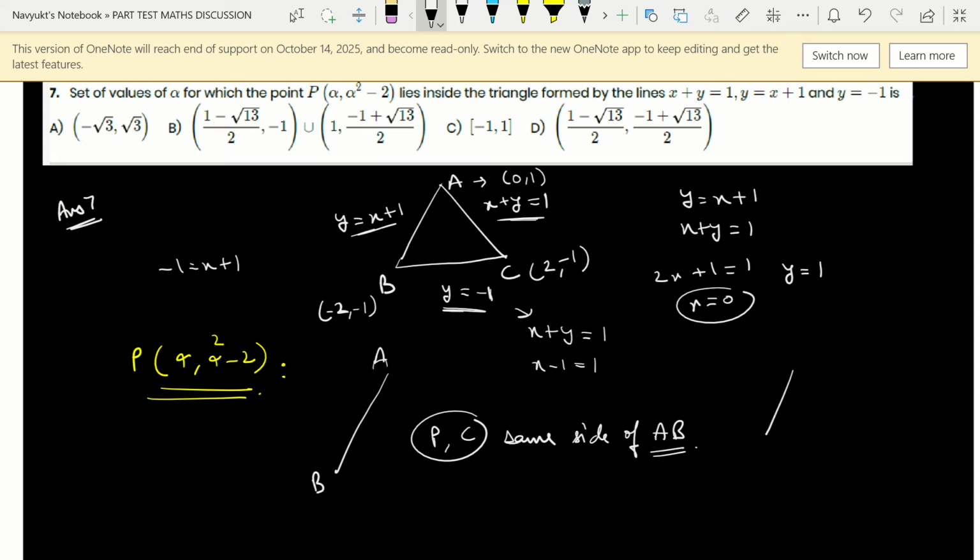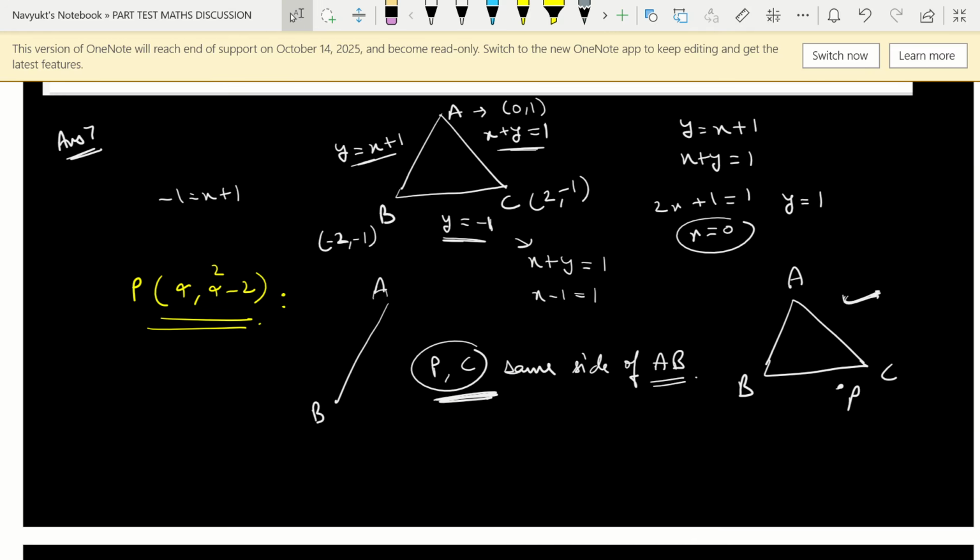But again, if you notice, I draw another possibility. A, B, C. Here is P. Again, if you have only this condition, P and C here also are on the same side of AB, but P is not inside triangle ABC, right? So what other conditions need to be fulfilled? If you take the side BC, for that side also, point P and point A, the opposite point, should be on the same side of line BC. The same should be fulfilled for the third side as well. And then we will take the intersection of all these three conditions.